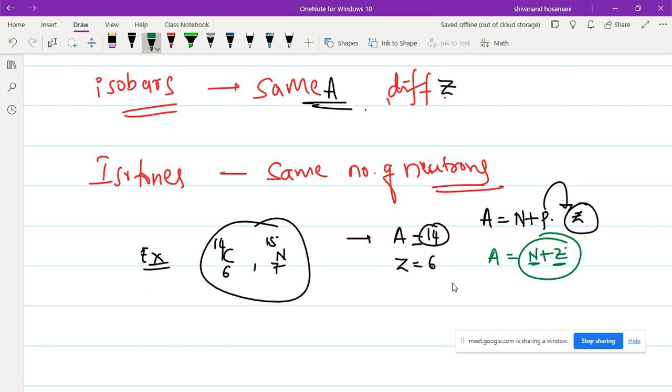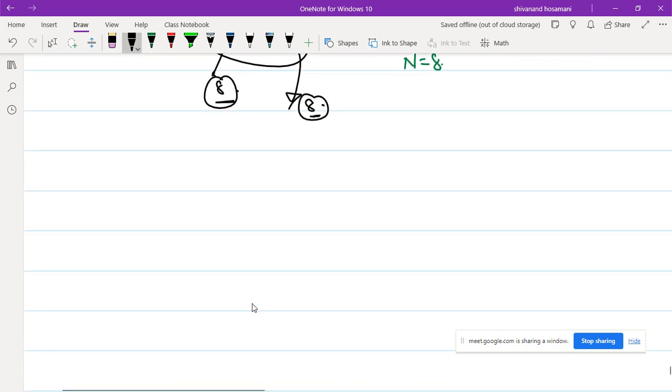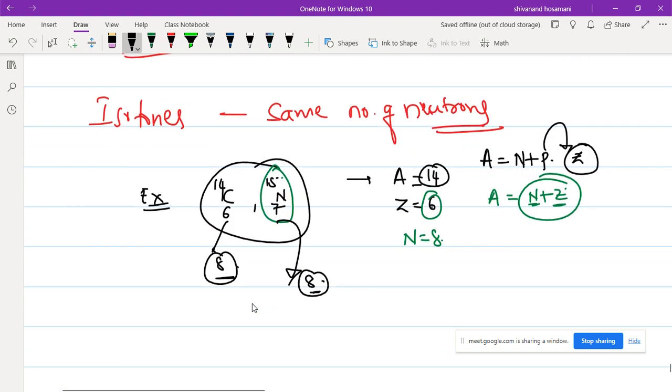Similarly, if you check here, N-15 with Z equal to 7, A equal to 15. Therefore the number of neutrons in this case is also 8. Therefore, same number of neutrons. The nuclei which have the same number of neutrons are defined as isotones. Similarly, isomeric nuclei. Isomers we define as isomeric nuclei.